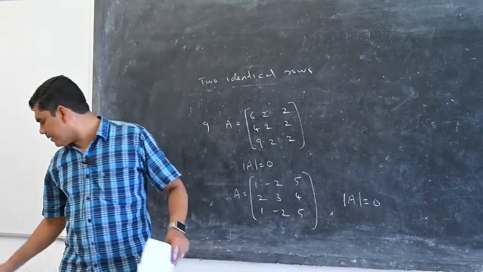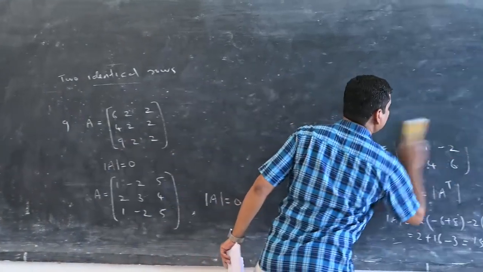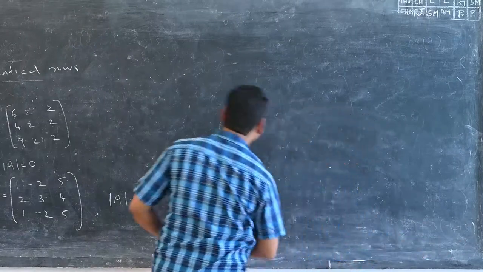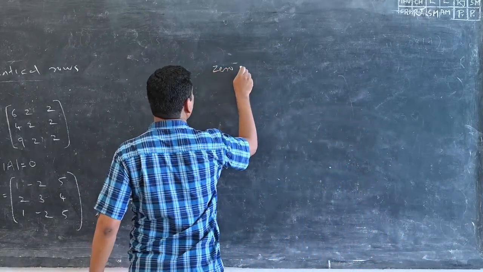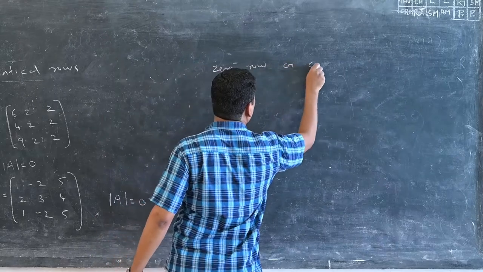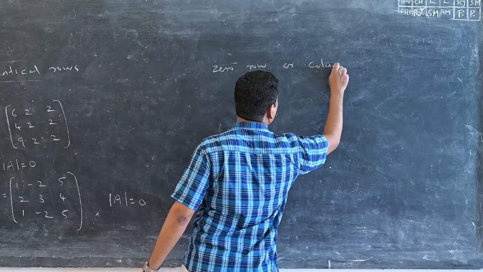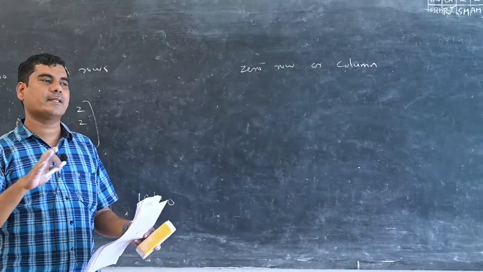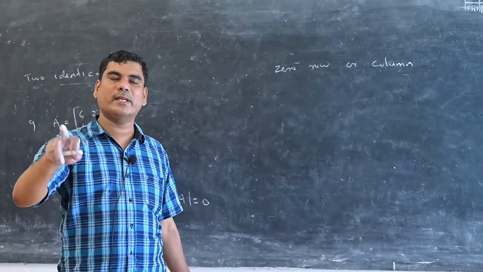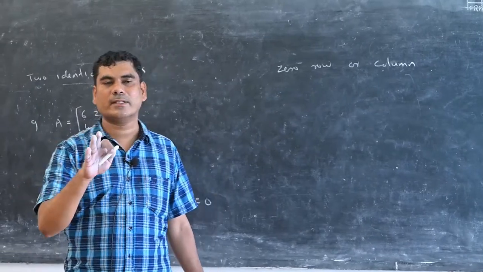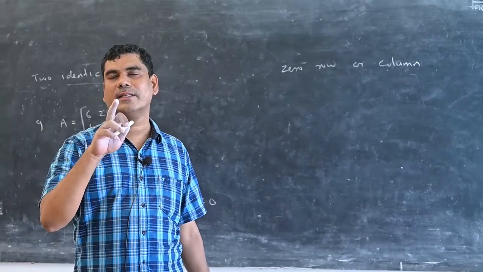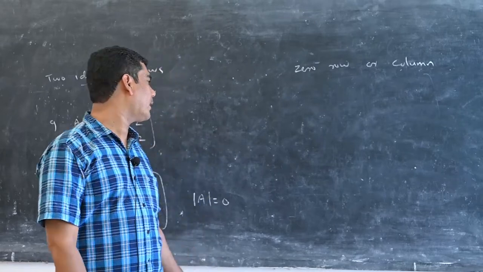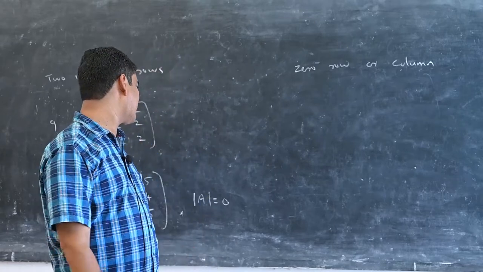Another property is zero row or column. If a square matrix has one row completely zeros, then determinant of that square matrix is 0. Similarly, if a square matrix has one column completely zeros, then determinant of that square matrix is 0.